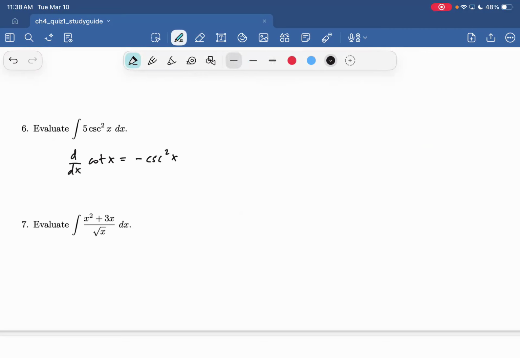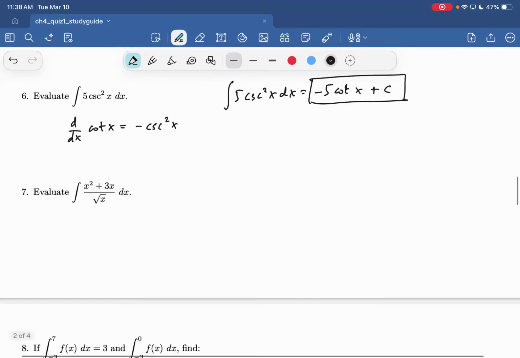And so that means that the integral of 5 cosecant squared x is going to be -5 cotangent x. Right? If the derivative of cotangent is negative cosecant squared, then the integral of cosecant squared should be negative cotangent, and then the 5 stays there. And we also need a plus c. If there's no plus c, that's a small amount of points off.